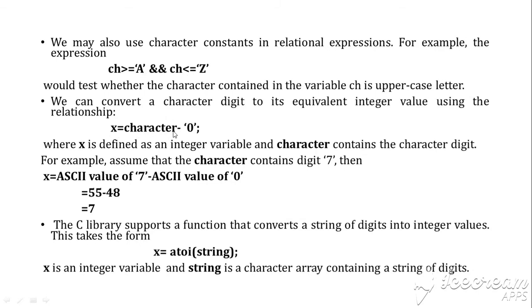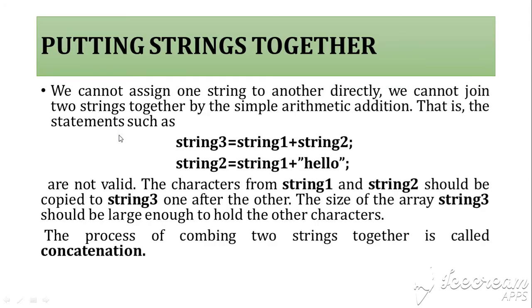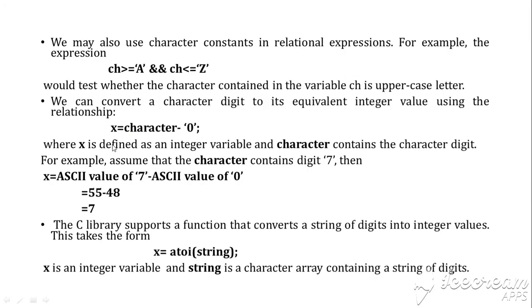Alternatively, we have x is equal to character minus '0'. Here x is defined as an integer variable and character contains the character digit. In this case, the ASCII value of the character is taken. Here we have the ASCII value of '0'. The difference of these two will be the value that is used to assign to the variable x whose data type is int. We also have a function atoi. This is ASCII to integer. Provided you give a string here, it is likely to convert the respective string to its integer equivalent.